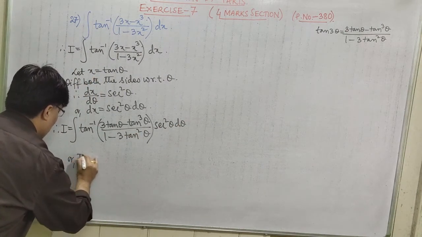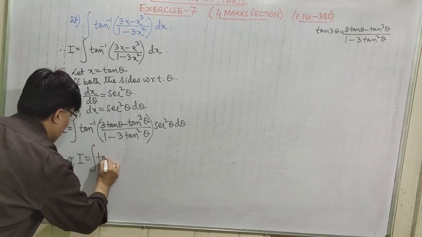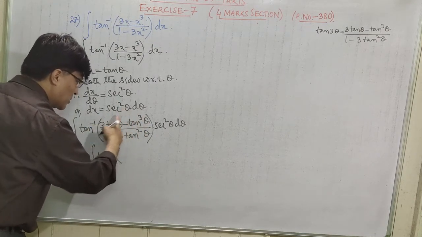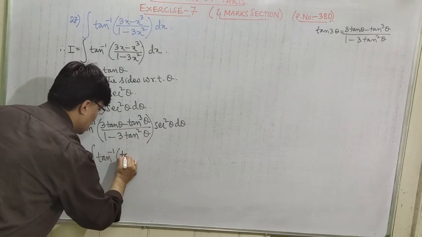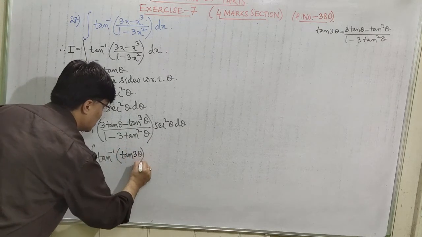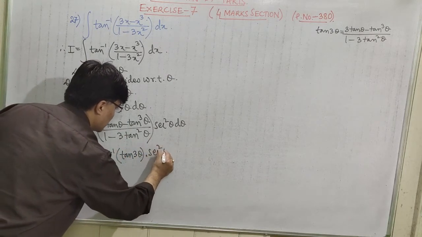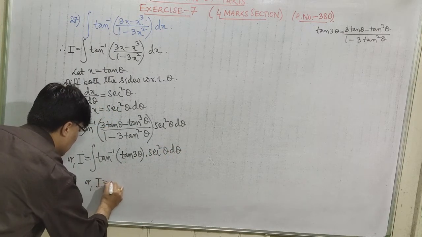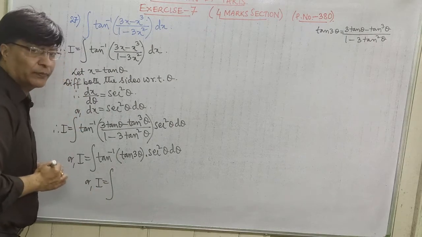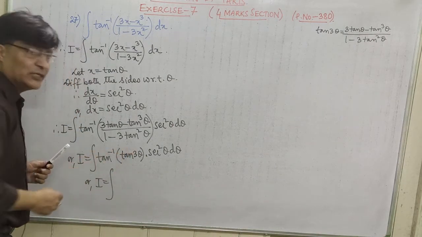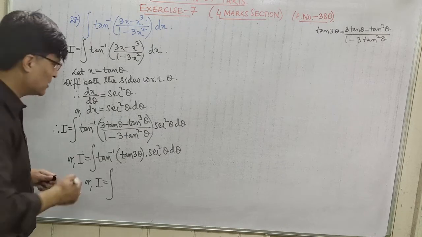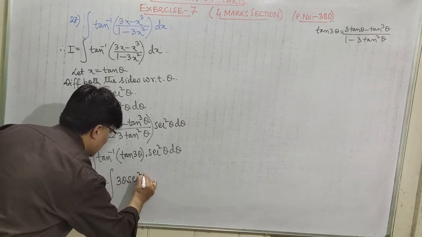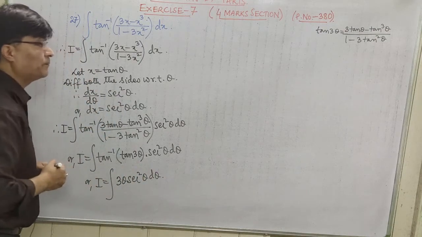So I is equal to the integral of tan inverse within bracket. What is the formula for this expression? It is tan 3 theta. So I is equal to the integration of tan 3 theta into sec square theta d theta. Or I is equal to the integration of, what is tan inverse tan 3 theta? That is your 3 theta, isn't it? So let us write here 3 theta into sec square theta d theta.